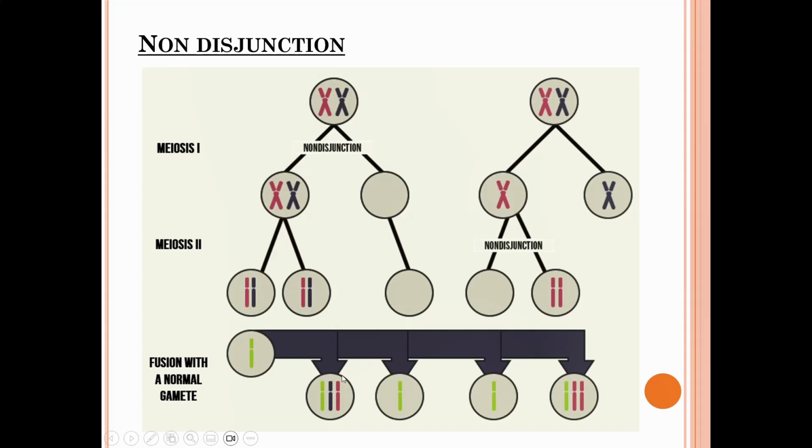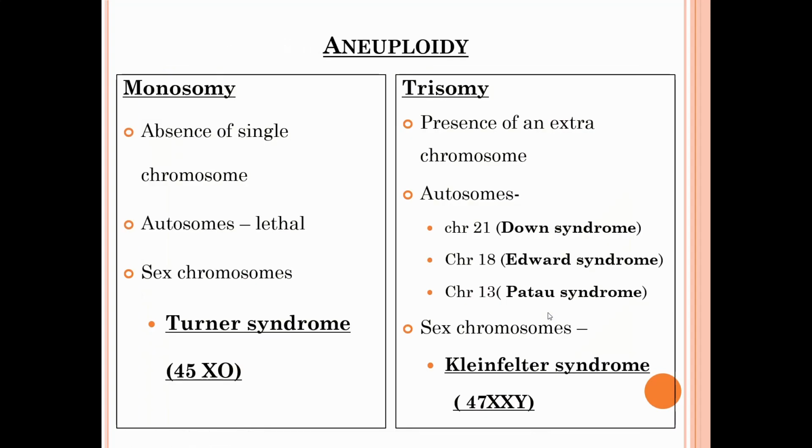So here there is an additional chromosome and here there is one less chromosome. The same thing you can see here. This is non-disjunction during the meiosis. Okay, now in aneuploidy. Again, aneuploidy means there is either one additional chromosome or one less chromosome.